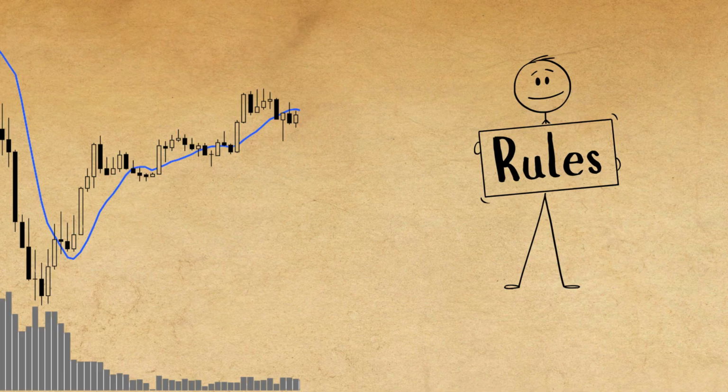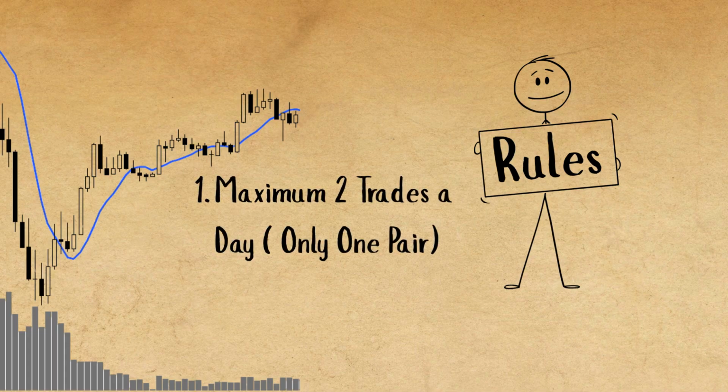However, let me briefly mention 2 of them. First, limit yourself to a maximum of 2 trades per day. Choose one currency pair and focus only on that pair. Second, keep your risk fixed every single day. Never increase your risk because of emotions, confidence, or previous results. If you can follow these simple rules consistently, this strategy will become much more effective.